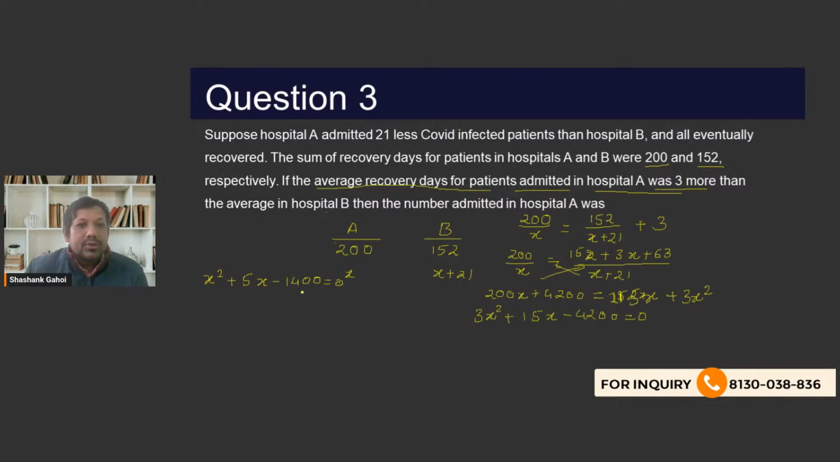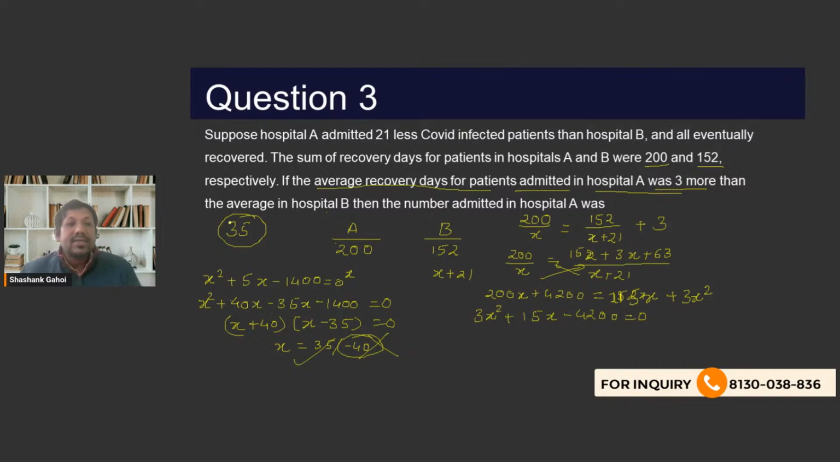So basically, product of two numbers should be 1400 and their difference should be 5. So I can say that is x square plus 40x minus 35x minus 1400, and that's equal to 0. So from here I can say that it is going to be x plus 40 into x minus 35, and that's equal to 0. So x comes out to be either 35 or minus 40, and number of patients cannot be negative, so it will be rejected, and answer of this question comes out to be 35. So that's how we are going to approach these questions.